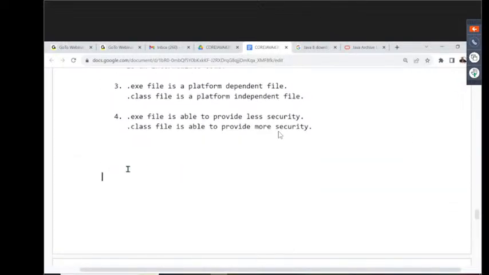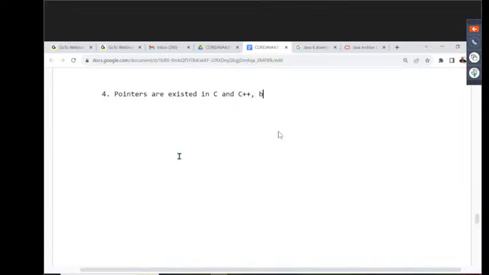After completion of this point, another difference we are going to understand: pointers are required or exist in C and C++, but pointers do not exist in Java. So this topic I will discuss tomorrow. Tomorrow we are going to understand this content clearly.